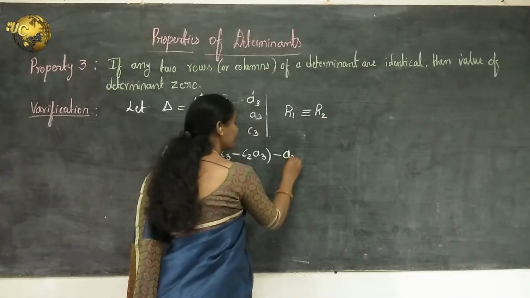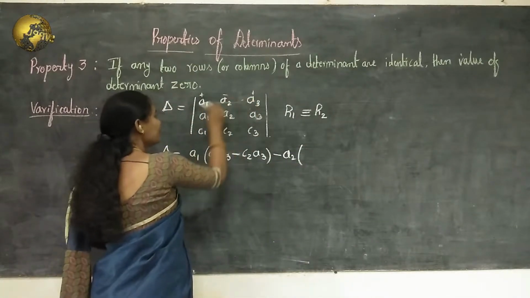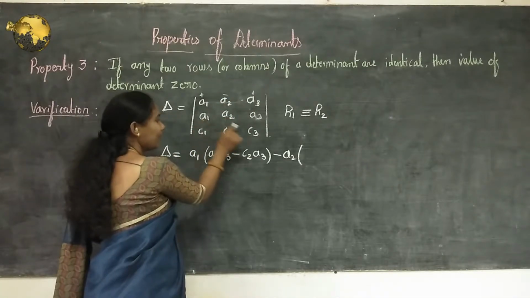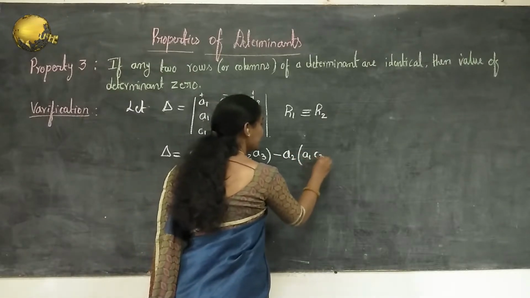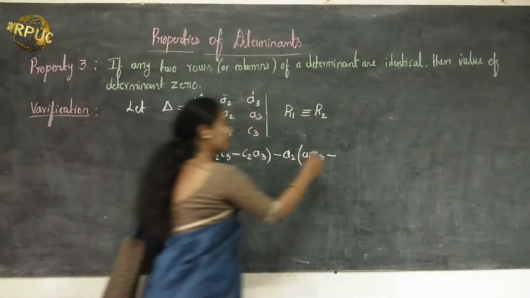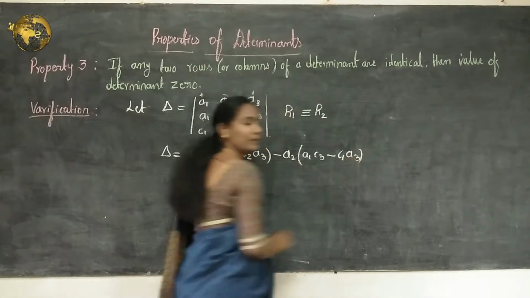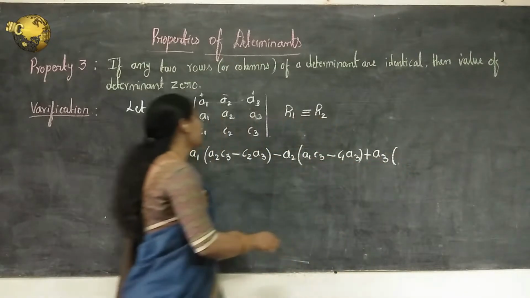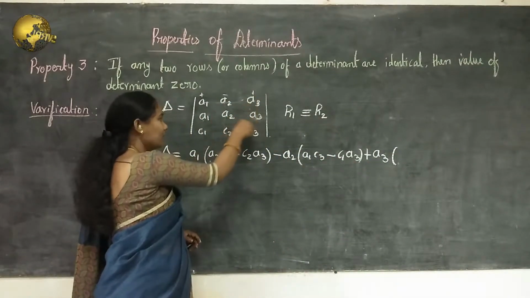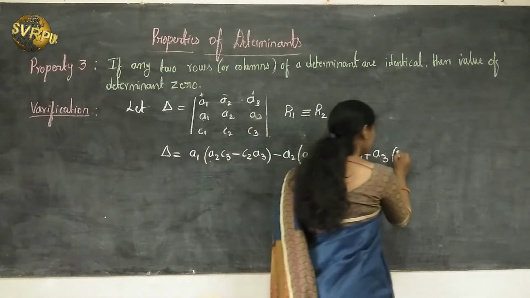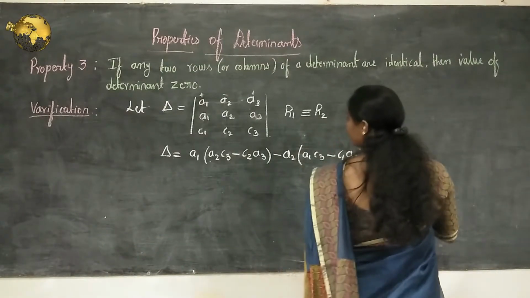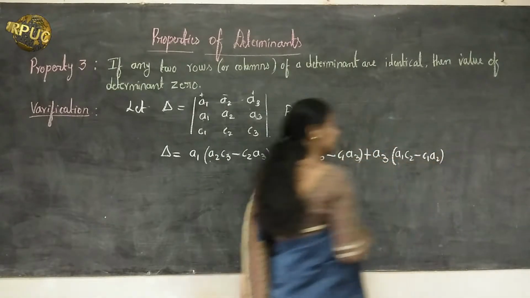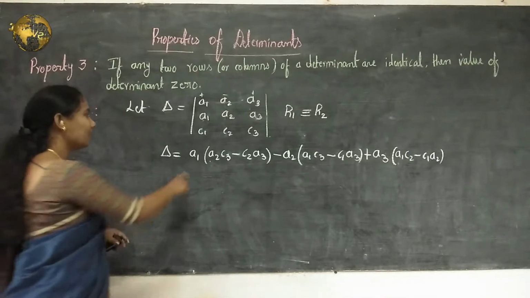Then minus A2 into, now I leave the first row and second column, A1 C3 minus C1 A3. Then plus A3 into, neglecting the first row and third column, A1 C2 minus C1 A2. So this is the value of the determinant.